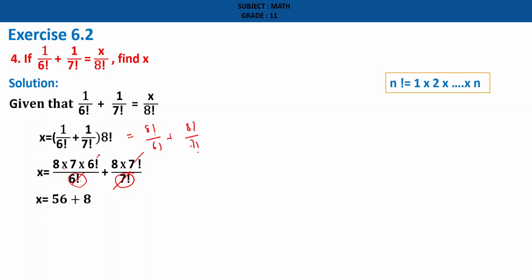Therefore, x is equal to 56 plus 8. 8 sevens are 56, plus 8, that is 64. Therefore, x is equal to 64.